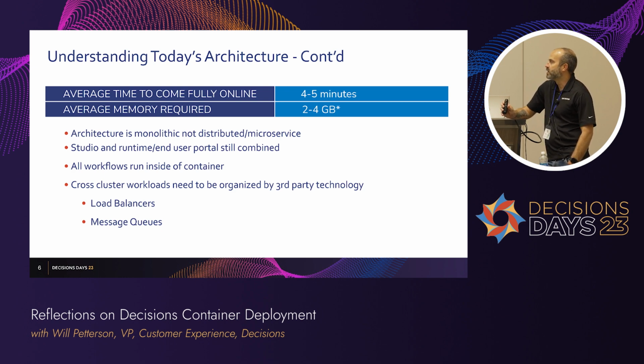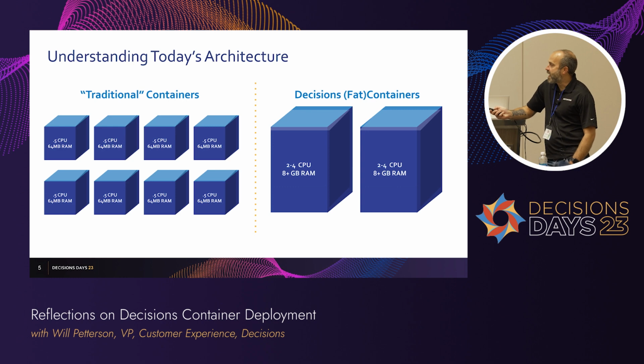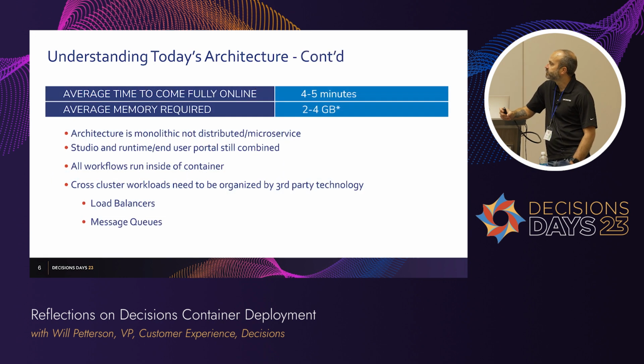Average memory required, no different than a standard Decisions virtual machine. It takes a couple gigabytes for us to unpack all of the default stuff into memory. So if you were to just compare, like, a half a CPU and 64 megabytes of RAM to 2 cores and 8 gigabytes of RAM, those are quantitatively different, but they're kind of qualitatively different too.